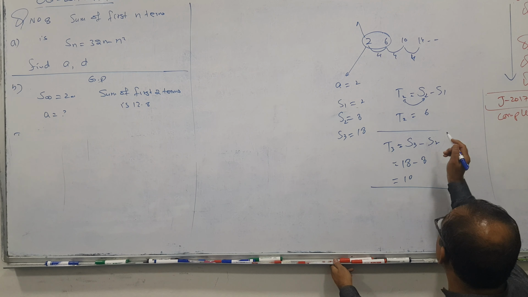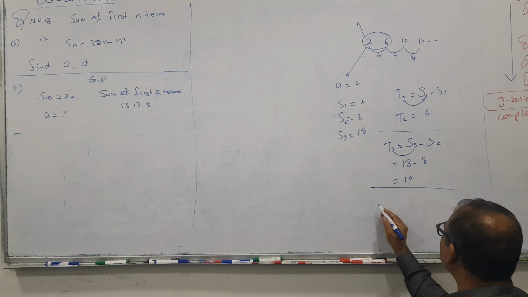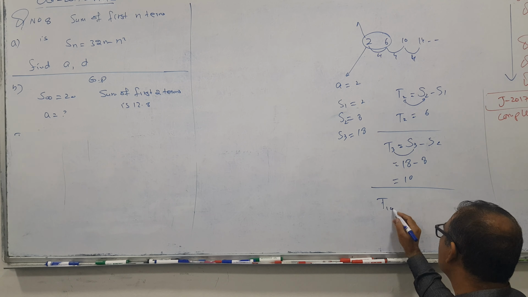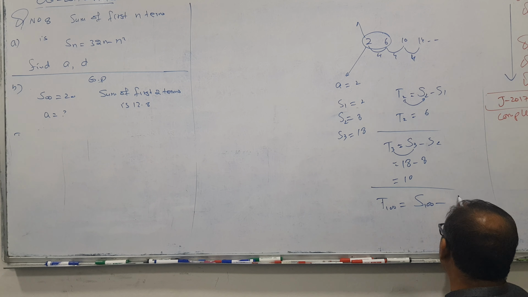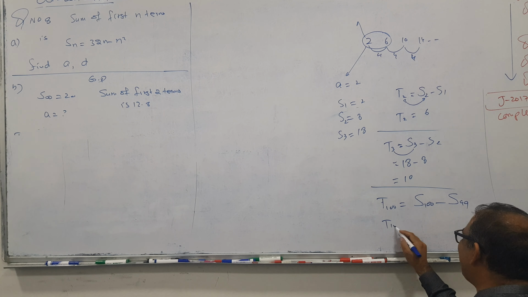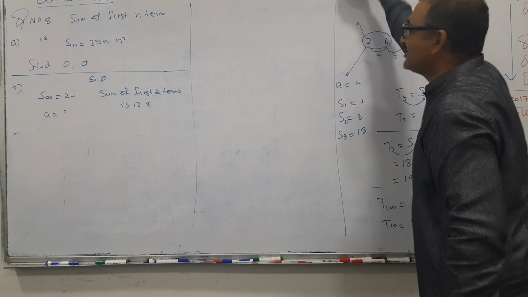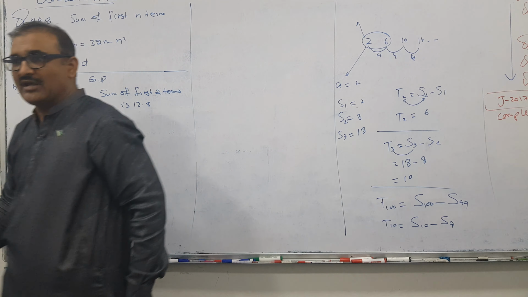What formula? This number is always the same and this number is always one smaller. For example, I'm looking for the 100th term. What is the method? Sum of 100 terms minus sum of 99 terms. If I'm looking for the 10th term, then sum of 10 terms minus sum of 9 terms. I hope this formula is clear to you now.